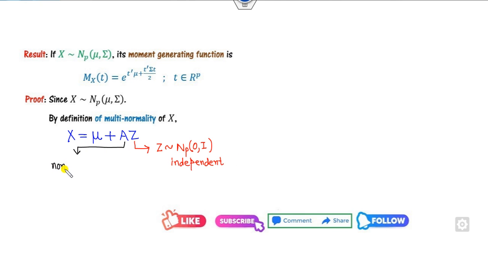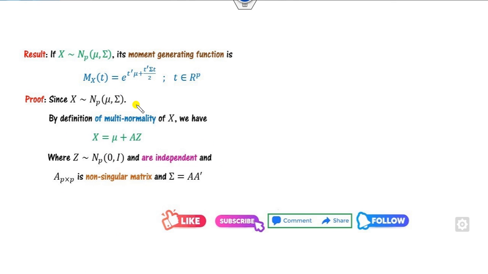This A is my non-singular matrix, such that A times A transpose is my positive definite covariance matrix. That's the definition of the multivariate normal distribution. Now let's start with the definition of the moment generating function.